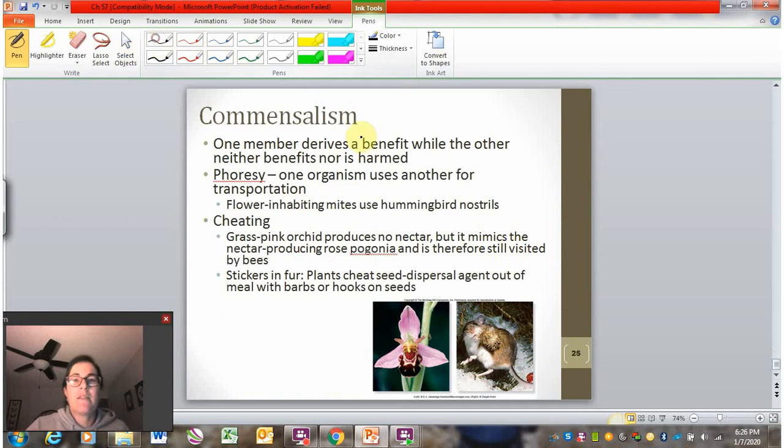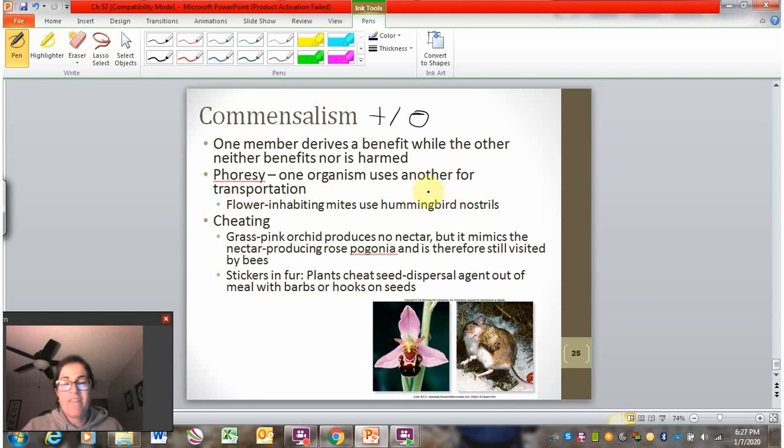A commensalism is a +0 relationship, where one benefits and it doesn't hurt or benefit the other organism. One example of this is called phoresy, where one organism uses another for transportation. For example, there's a mite that lives inside of flowers. And when hummingbirds go to the flower, it gets onto the nostrils of the hummingbird, and then is transported to a different flower that way.